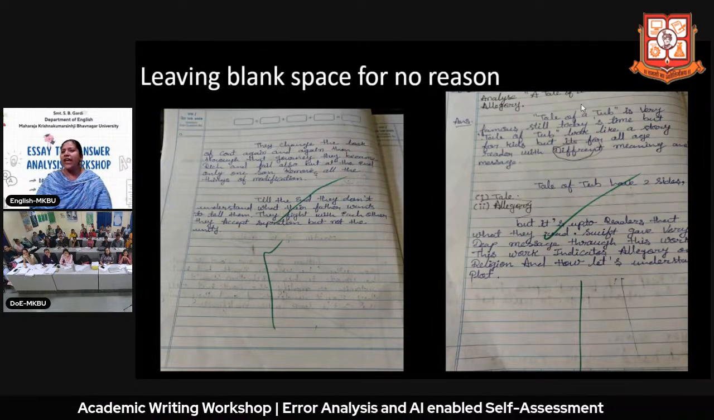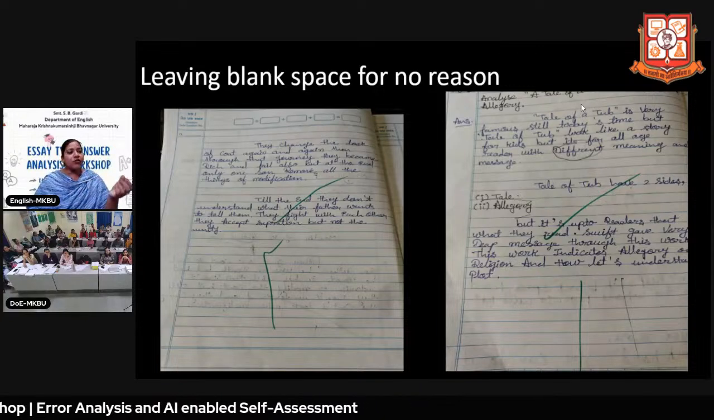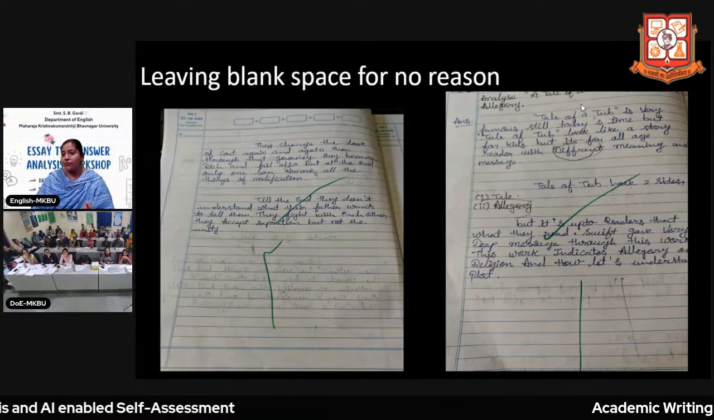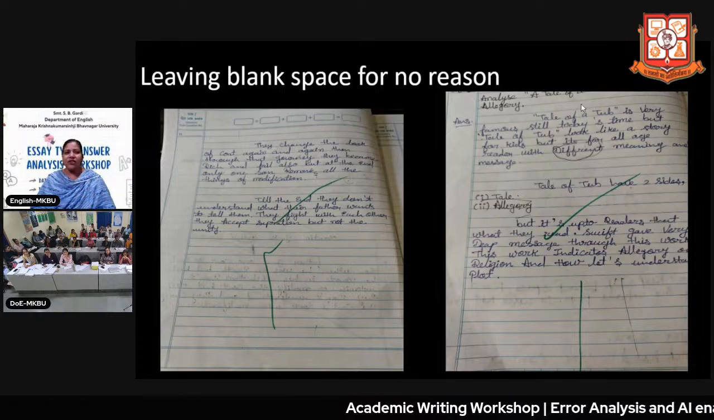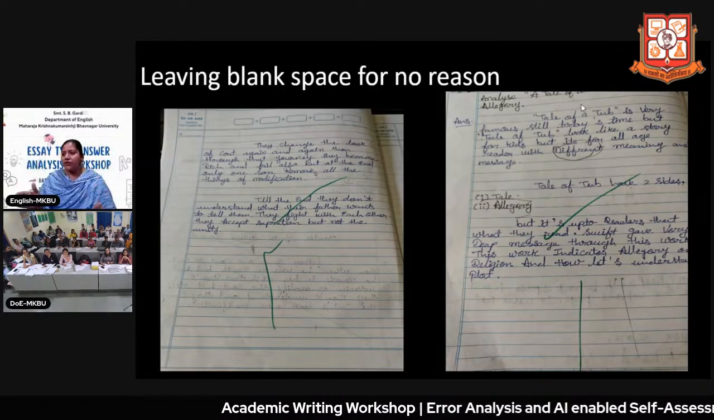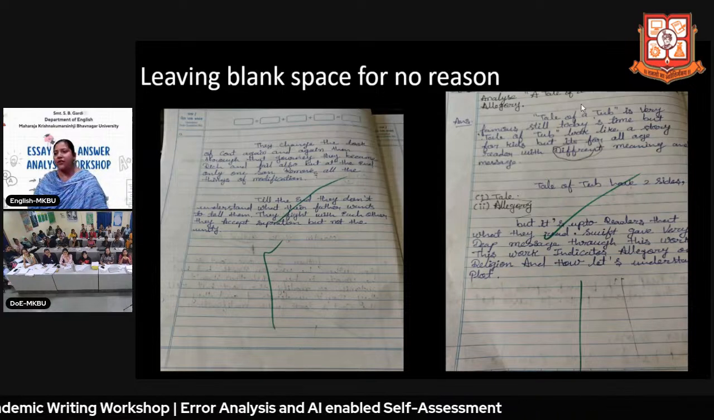So again it looks like things are incomplete. You might have forgotten to write something or to draw something. So again the organization doesn't give a foolproof image. It looks like there are pieces and fragments you are writing.